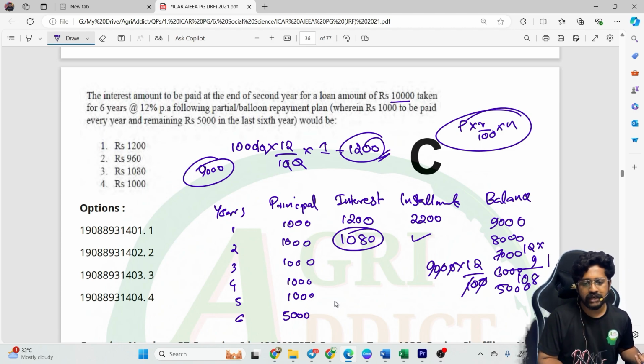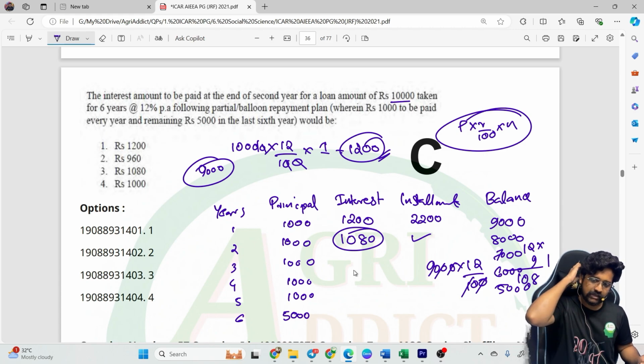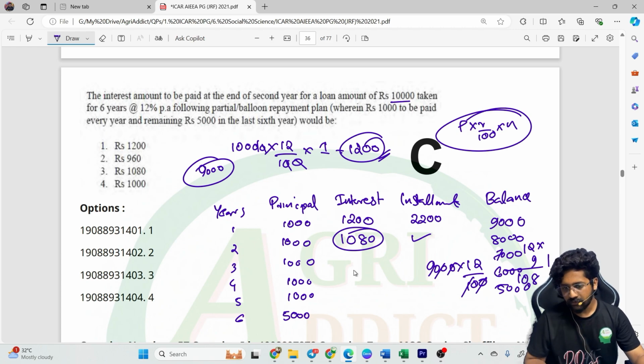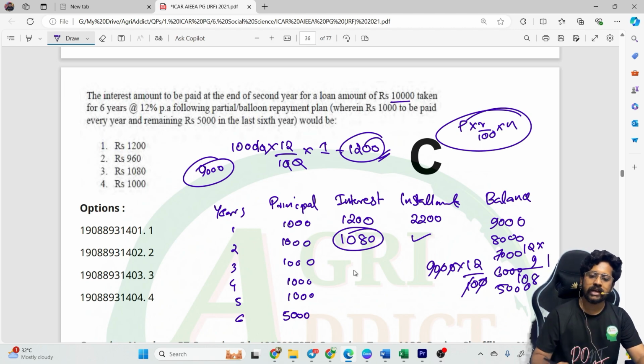Then again the interest rate is given, and the interest we are calculating here is just for a single year. So the number of years will be taken as 1, and thus you can arrive at the interest to be paid in a particular year. So this is how we will be deriving the answer. So the answer is 1080 rupees.